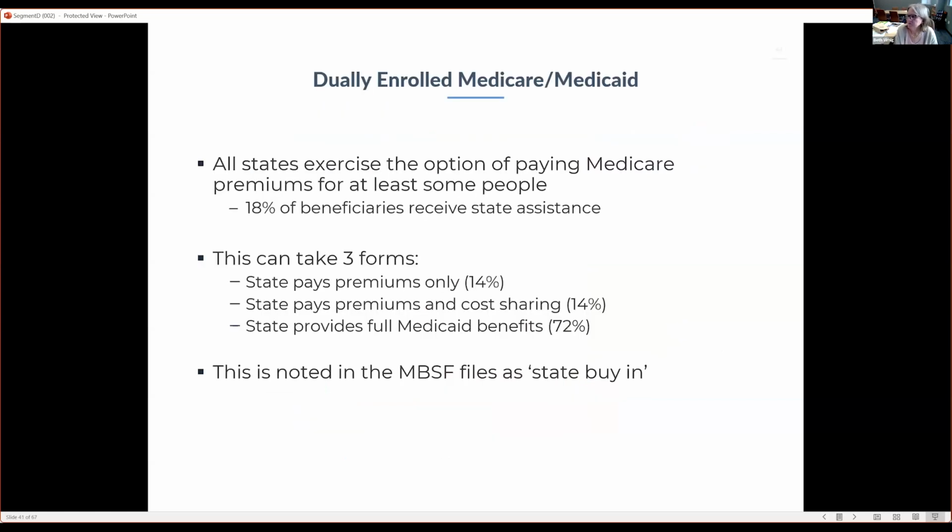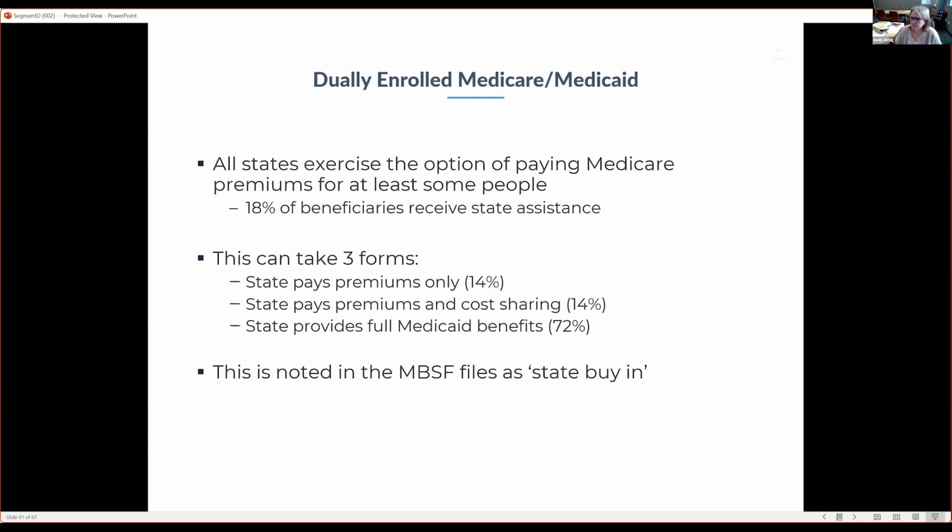We talked this morning about dual enrollment. Every state has an option of paying Medicare premiums for at least some people. There are 3 different programs that states can do to help people out. They used to have a whole SLIMB, QMB, QI, but again, broadly, for about 14% of people who get state help, so 20% of people have state help, the state helps them pay their Part B premiums or their Part A premiums, depending.